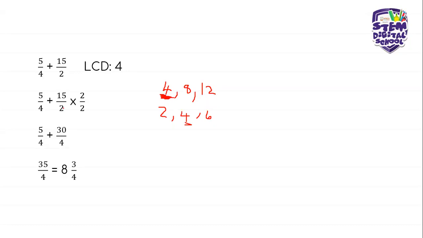So then we get 5 over 4 plus 15 over 2. Then you multiply it by 2 over 2, because it's times 2 at the top, times 2 at the bottom, which is 30 over 4. You add the 2: 5 plus 30 gives me 35 over 4. Then my final answer is 8 and 3 over 4. Why? Because 4 goes into 35 8 times. 8 times 4 is 32, plus 3 is 35. That's my final answer.